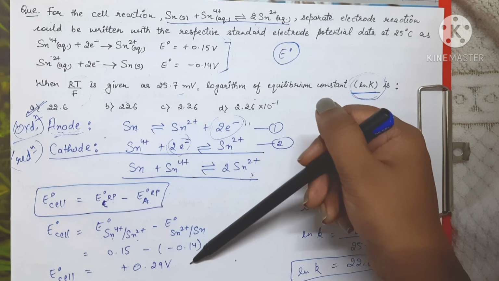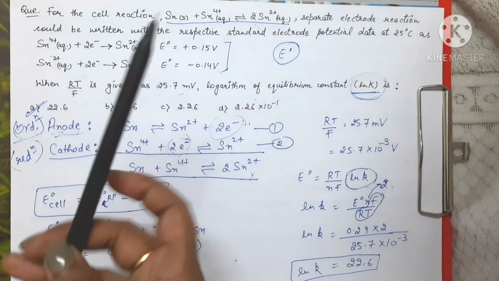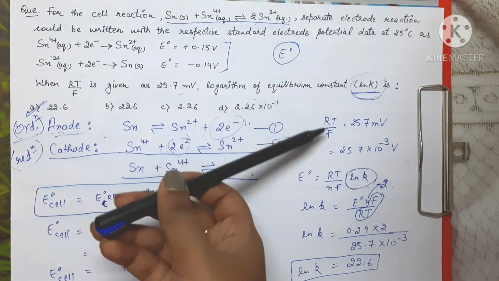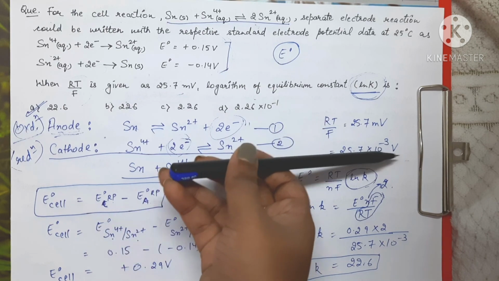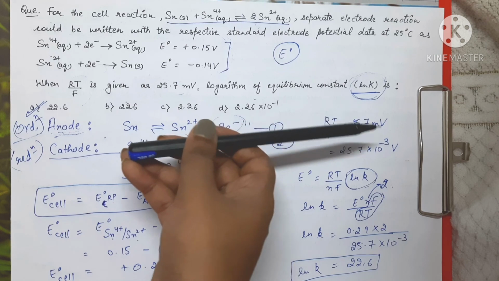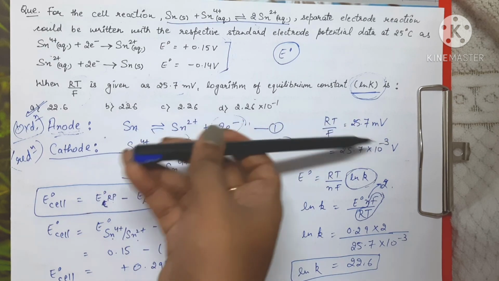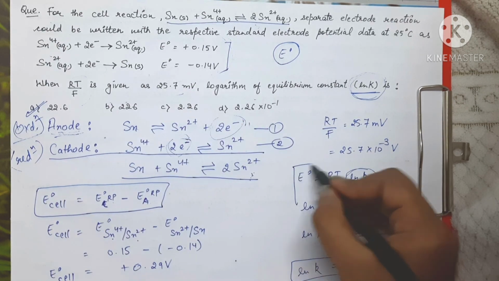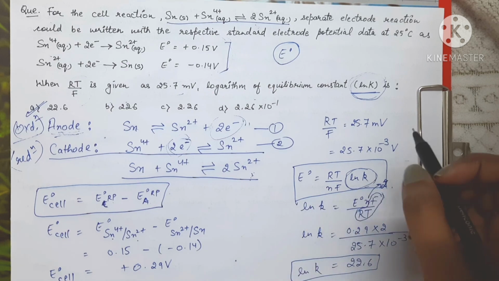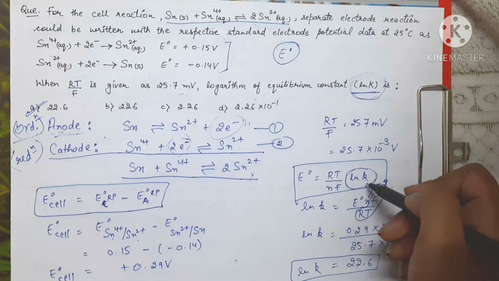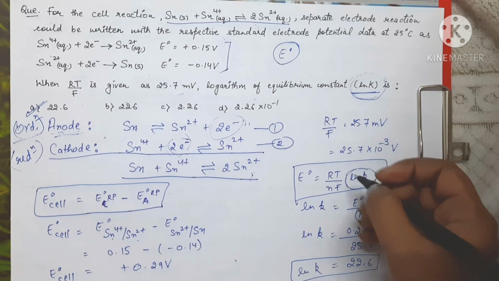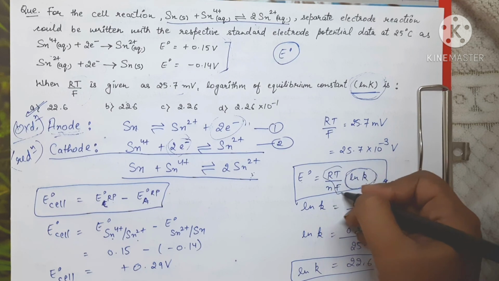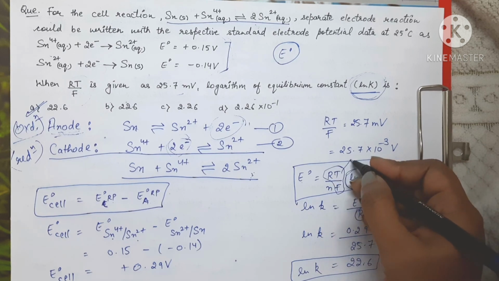After finding the value of E naught of cell, what else do we have to do? We have to change the value of RT by F into volt, not millivolt. And then this is the expression for the relation between E naught and the equilibrium constant. Using this expression you can find the value of ln k, because RT by F is given in the question, right?